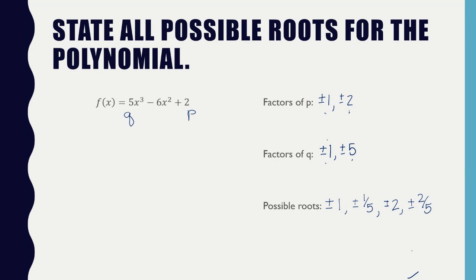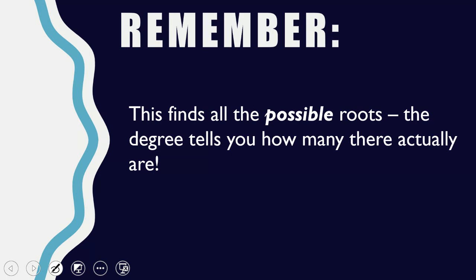Now again, the degree tells me how many I will have. So I will have 3. Of these possibilities, 3 of them will be roots. Remember, you're finding all of the possible roots. You still have to go through and find out which of those roots works in the polynomial. The degree is what tells you how many there actually are. So of the 8 that we found, 3 of them will be actual roots, and that's what you have to do synthetic division or long division to figure out, okay?